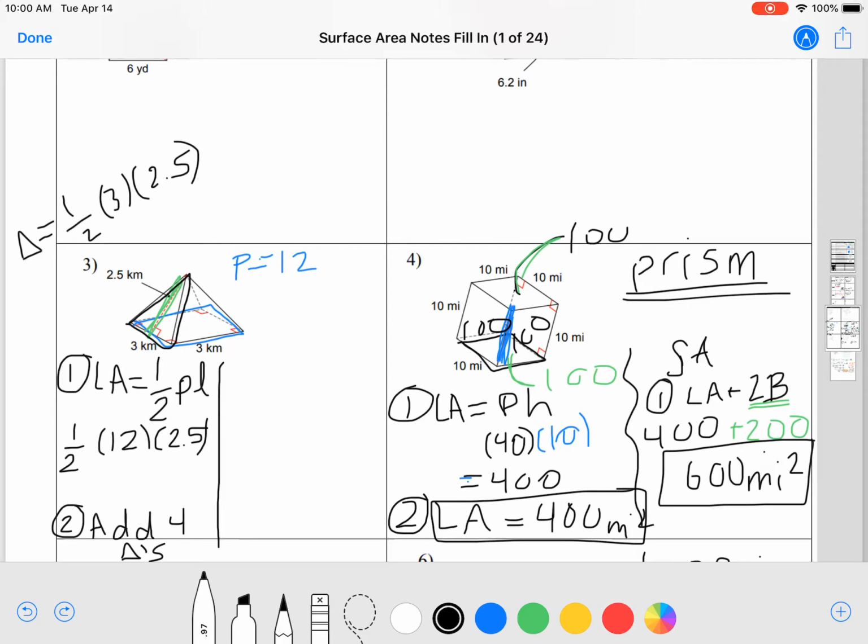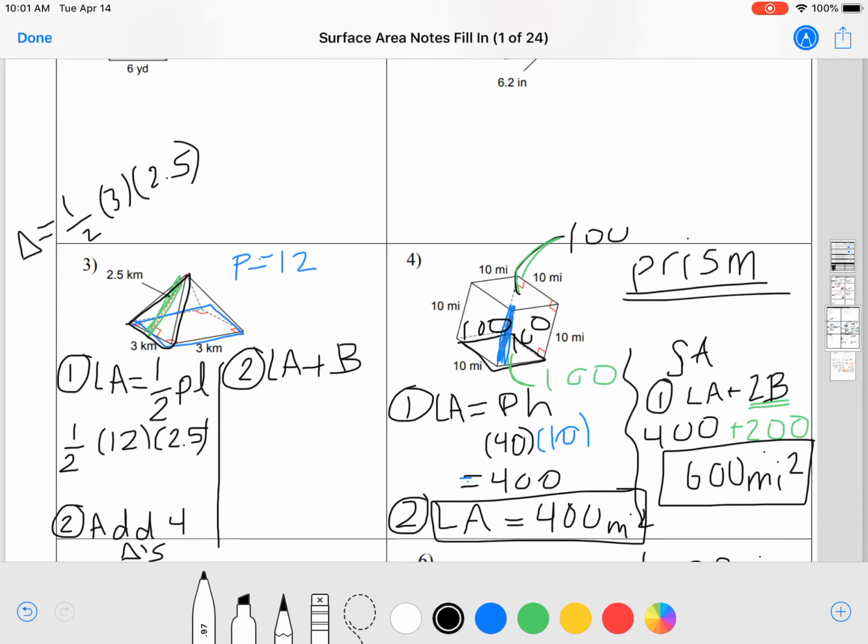I also can find surface area, so if I added surface area, I would just want to go ahead and add my lateral area plus my base. So again, I'm not going to give you this answer. I want you to go ahead and finish that problem for me in your notes, and I'll make sure and check that you did that right. I want to make sure that you understand how to do that, okay? Good. So let's go back up.